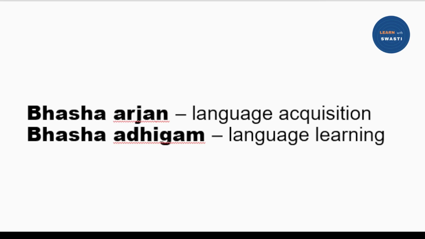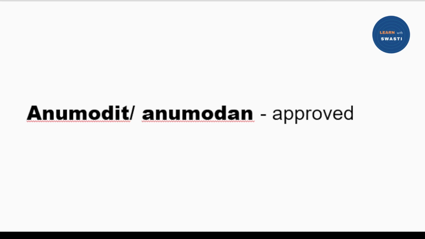Next, we have Bhasha Arjan and Bhasha Adhigam, which is the equivalent of language acquisition and language learning. So, Arjan is acquisition, Adhigam is learning. अनुमोदित या अनुमोदन करना, जैसे कौन सा राष्ट्रीय शिक्षा नीति और NEP द्वारा अनुमोदित है, या शिक्षक को क्या अनुमोदित होना चाहिए. So approval, it stands for the word approval.